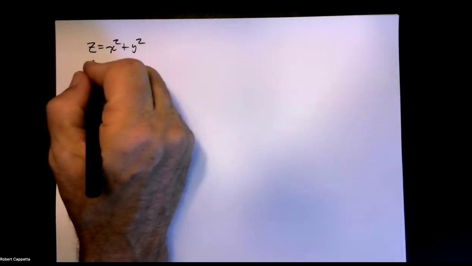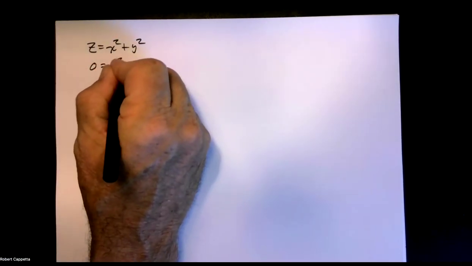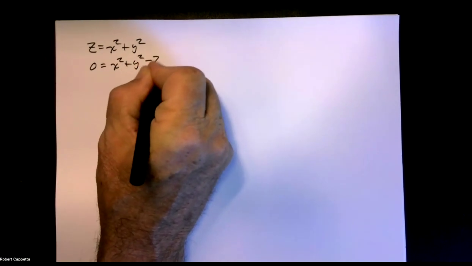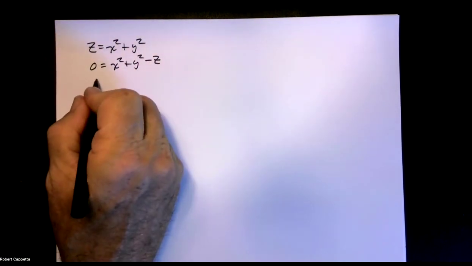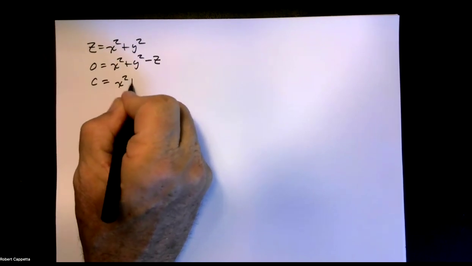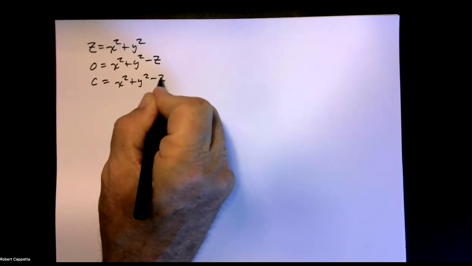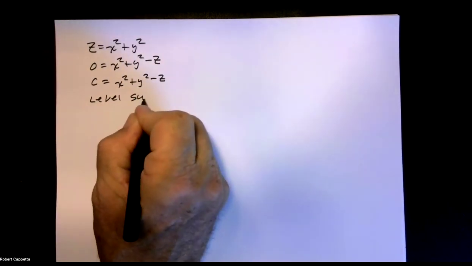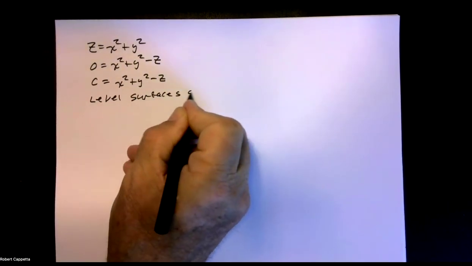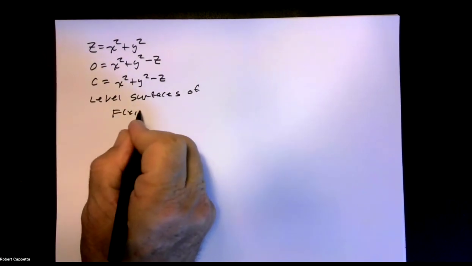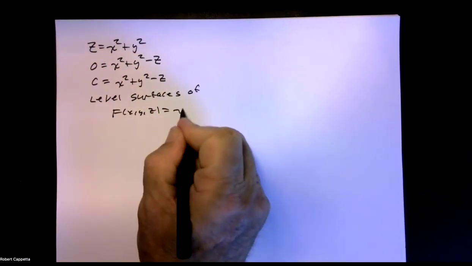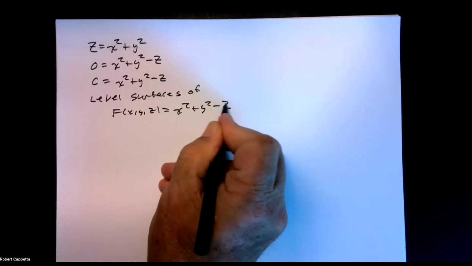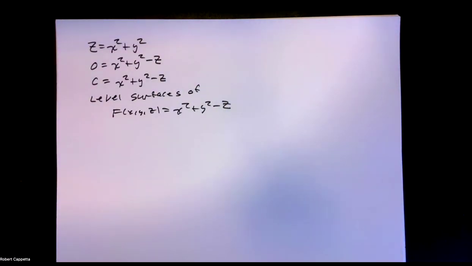We started with the surface z equals x squared plus y squared, rewrote that as 0 equals x squared plus y squared minus z. Recognizing 0 is a constant, this is from this family of surfaces, x squared plus y squared minus z equals c. And these are the level surfaces, actually. These were the level surfaces of F of x, y, z equals x squared plus y squared minus z. Those are the level surfaces that we're dealing with.